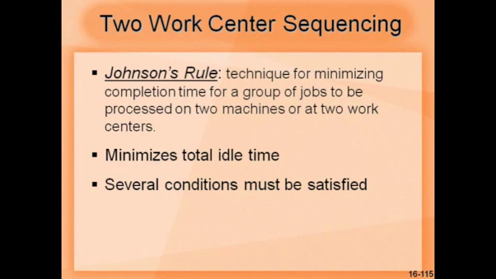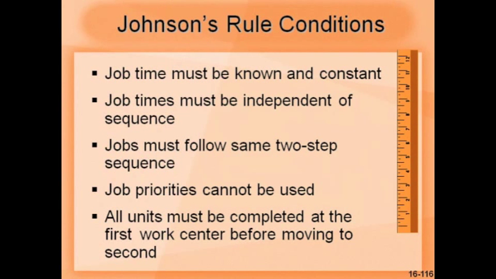Now coming to two work center sequencing. There are situations where you have two work centers, and the jobs, when they arrive, have to go through both of them. But how the sequencing should be done, there are certain rules. One of the popular rules is Johnson's rule. This is a technique for minimizing completion time for a group of jobs to be processed on two machines or at two work centers. The idea is that it minimizes total idle time, but several conditions must be satisfied. So let's look at the conditions.